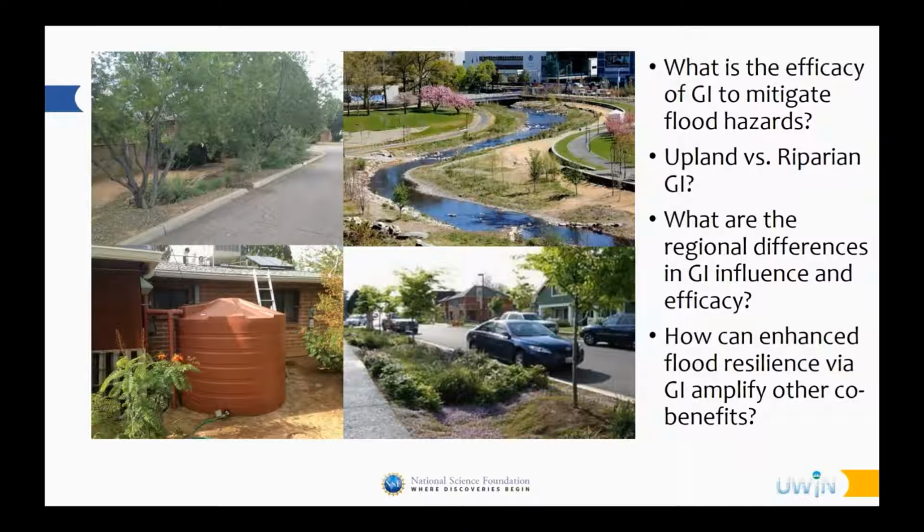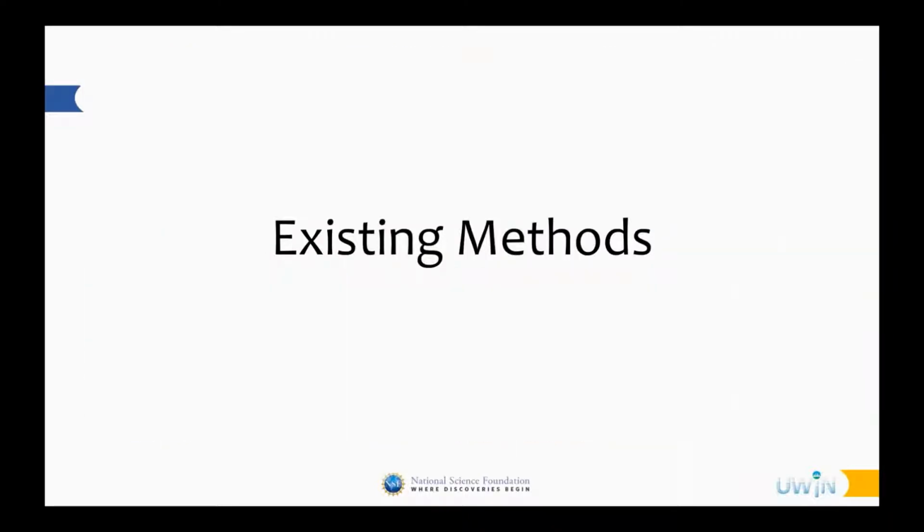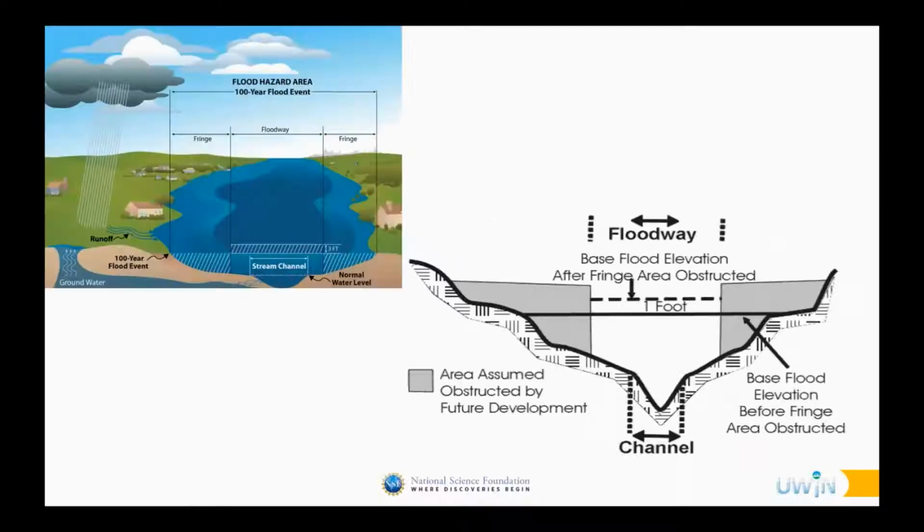And as I already mentioned, ultimately we're interested in exploring how green infrastructure can simultaneously address flood hazards and amplify other co-benefits. So let's talk briefly about the status quo. The FEMA National Flood Insurance Program approach is basically to delineate what we might call a deterministic floodplain. It's a floodplain with a bright line in the sand that says, here is the edge of the floodplain and you're either in or you're out.